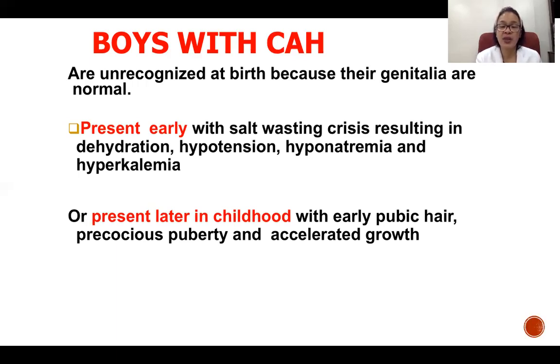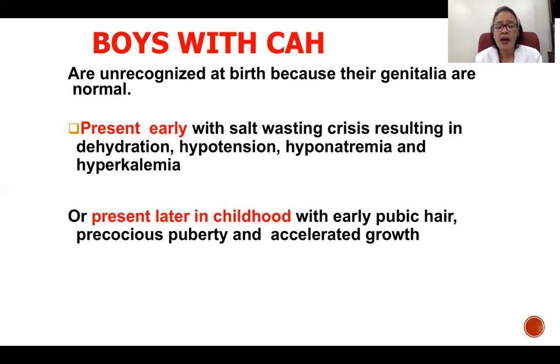How about boys with congenital adrenal hyperplasia? Sometimes it's unrecognized at birth, because if you look at their genitalia, they are normal. What they usually present with early is salt wasting crisis. So they may have manifestations of dehydration, hypotension, hyponatremia, and hyperkalemia. And later in childhood, they may present with early pubic hair. They may present with symptoms of precocious puberty and even accelerated growth.